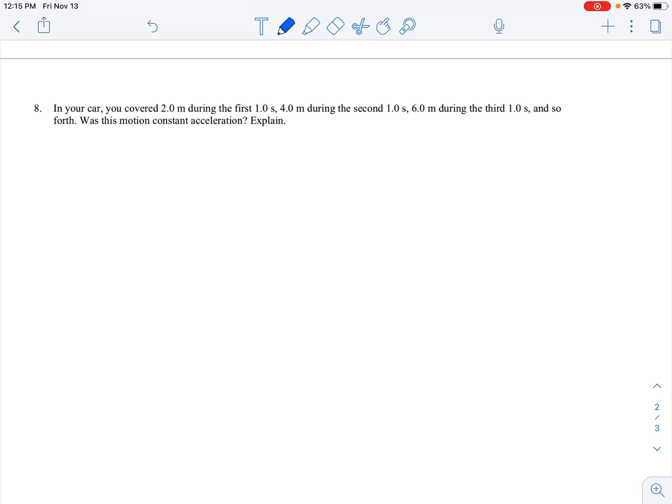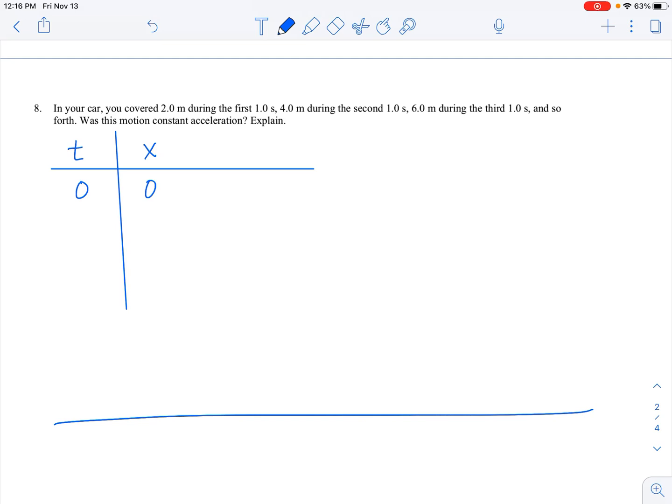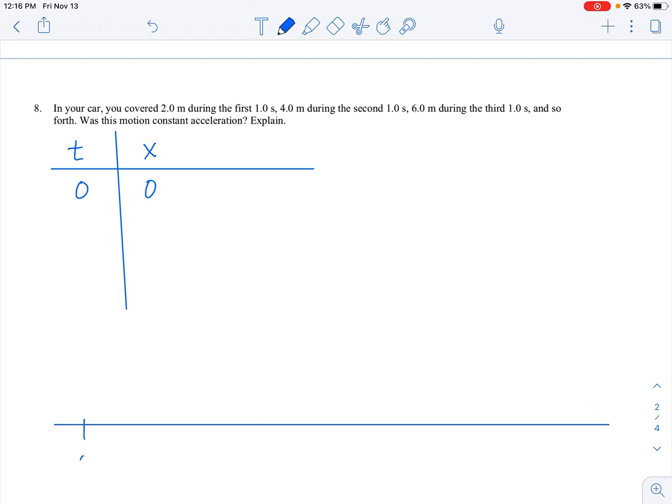So what I'm going to do to try to figure this out is I'm going to make a table. And I'm going to start with time, and I'm going to assume that the object begins at a position of 0 at a time of 0. I'll also put a number line down here to help with my thinking. So the object started here at 0 seconds. Then after the first second, we covered 2.0 meters.